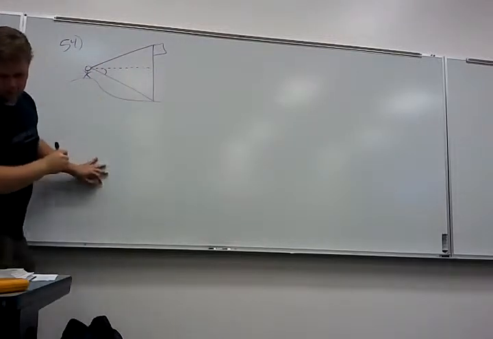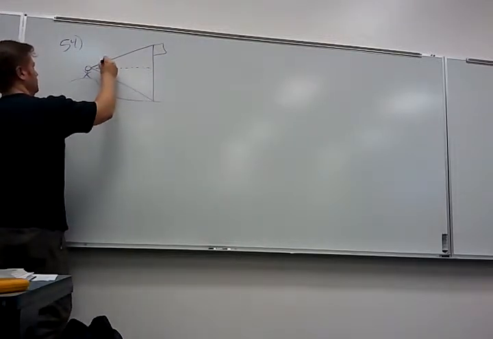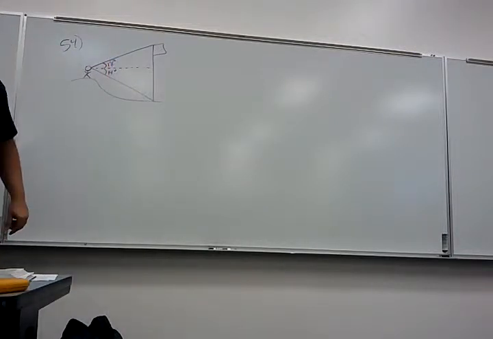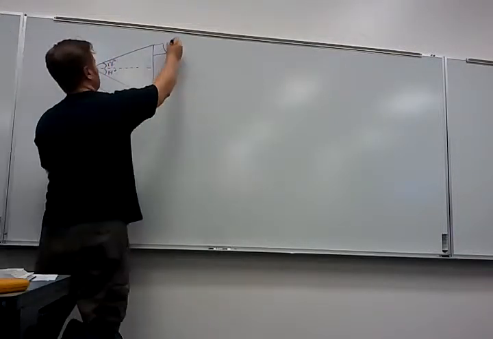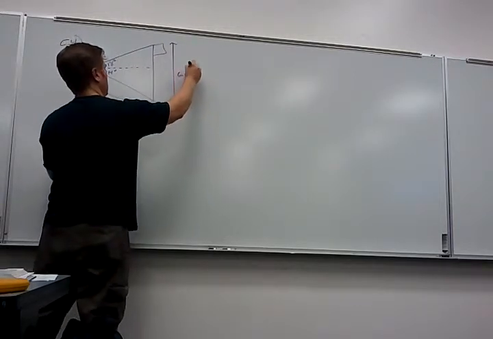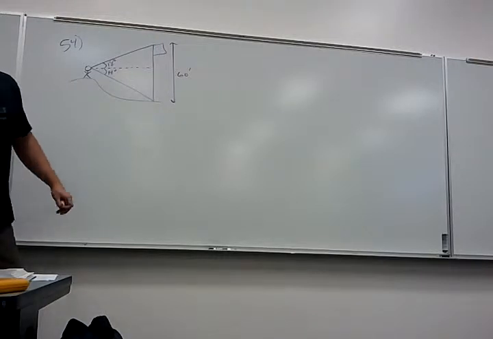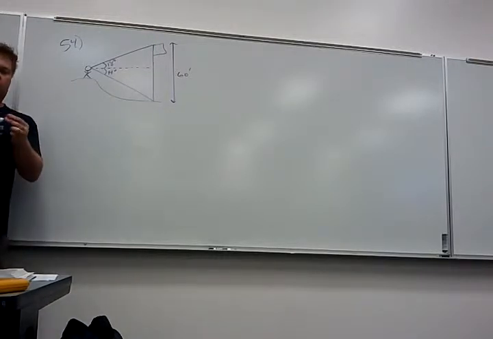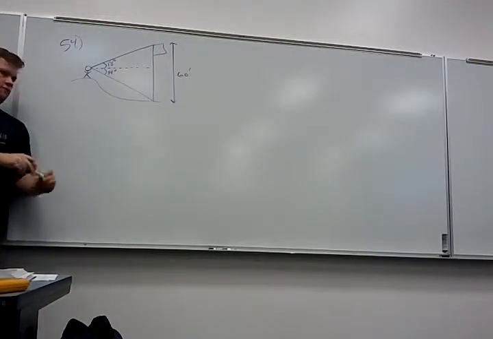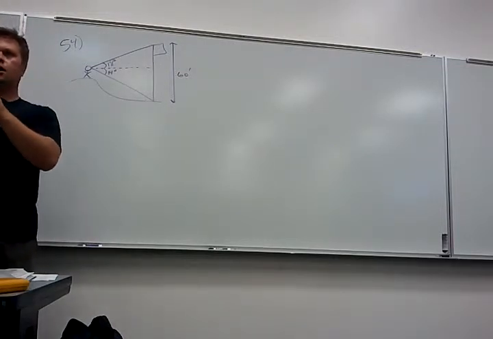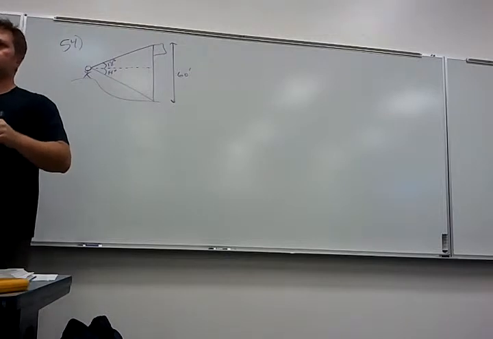This is 18, 14. And we know the flagpole is 60 feet tall. And real quick, a word about depression and elevation. Right? This does not sound like psychology class. Depression and elevation are both related to the horizontal.